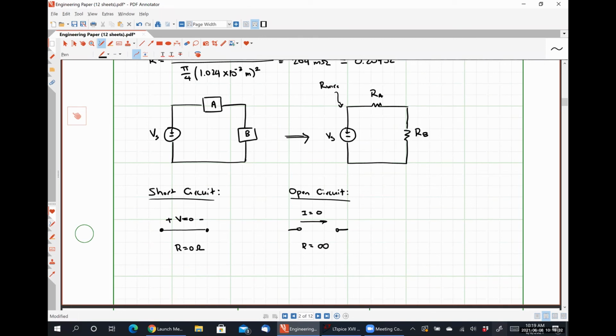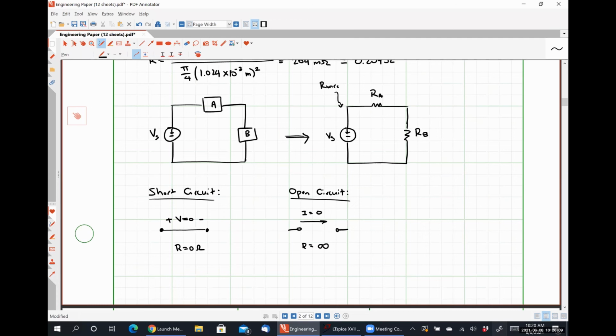These representations of short circuits and open circuits will be very, very useful once we get to a concept called superposition. But for now, I just want to be very, very clear. Whenever we're talking about a short circuit, we have a 0 ohm resistance, and we know that no voltage drop occurs over the short circuit. Whenever we have an open circuit, the resistance is infinitely large and no current can flow through the open circuit.